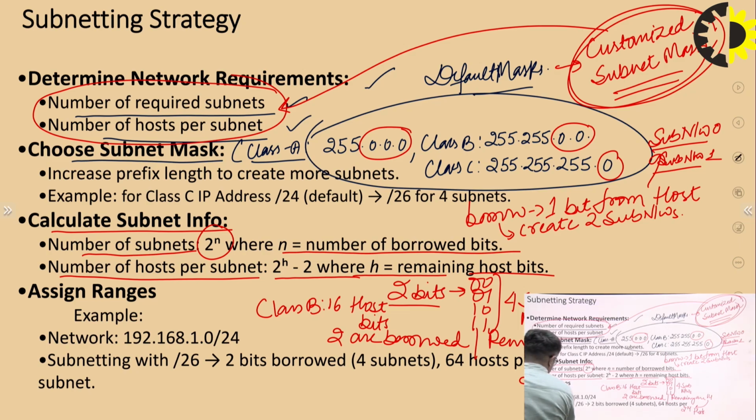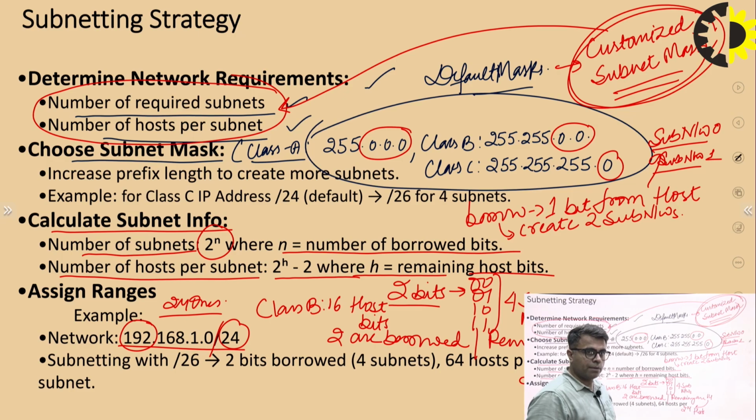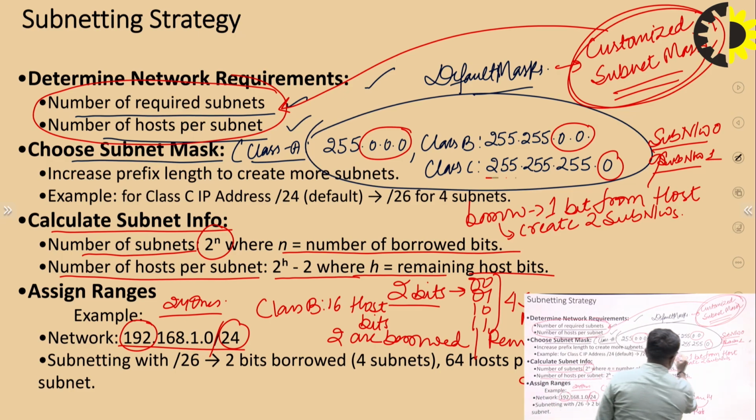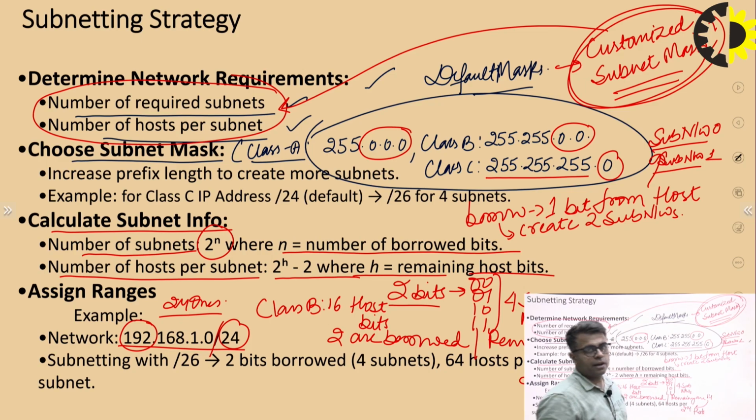So assigning the ranges. If this is the network 192.168.1.0/24, it means there are 24 ones. From 192, we can also see that 192 belongs to class C type. Class C means 255.255.255, that means 8 ones, 8 ones, 8 ones, so 24 ones. So either we write 192.168.1.0/24 or we write class C. This is one and the same thing.